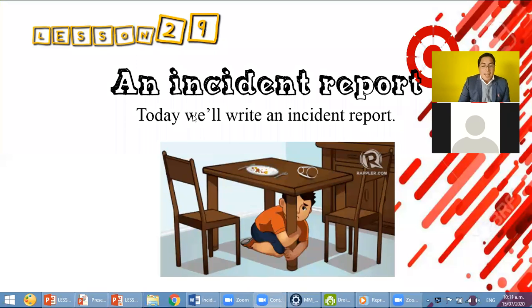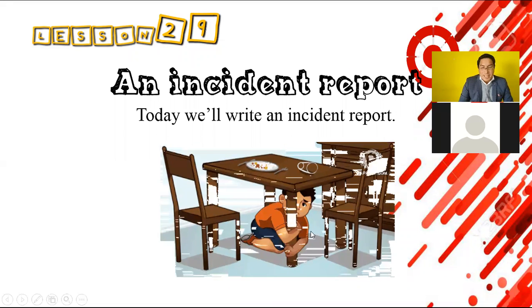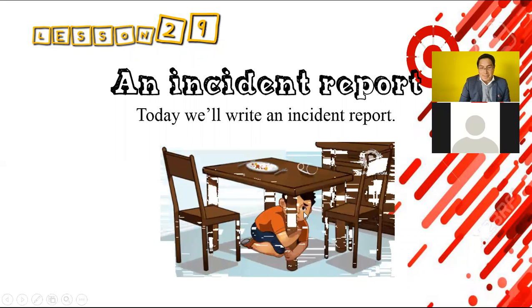And today we are going to write an incident report. What is, teacher, an incident report? It's a report about one incident, or it could be about one accident. For example, if there is an earthquake, it happens an earthquake.